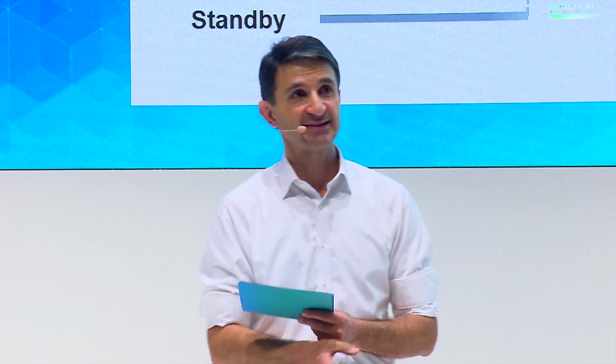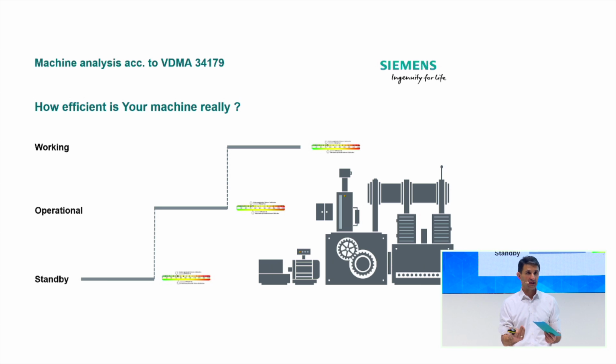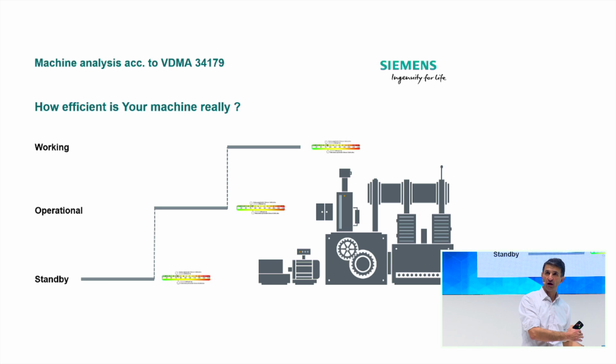So the VDMA has said that every machine should be accompanied with a set of values which say what the power demand is in every single state. So the state of off, let's say power up, standby, and so on. So this is a standardized way to compare one machine to another one in a quite easy way.